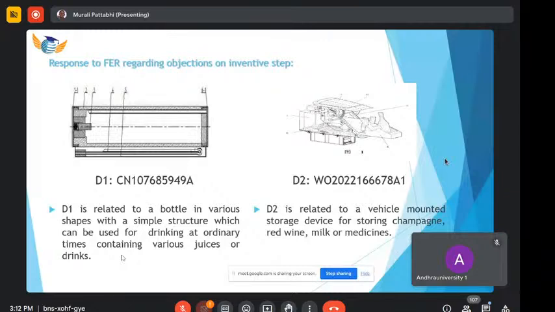So it is cited by the examiner. And if you see, D2 is a reference related to a vehicle mounted storage device for storing champagne, red wine, milk, or medicines. It is something like a fridge or refrigerator present in any moving object. Like even in some of the cars, you find some refrigerators.